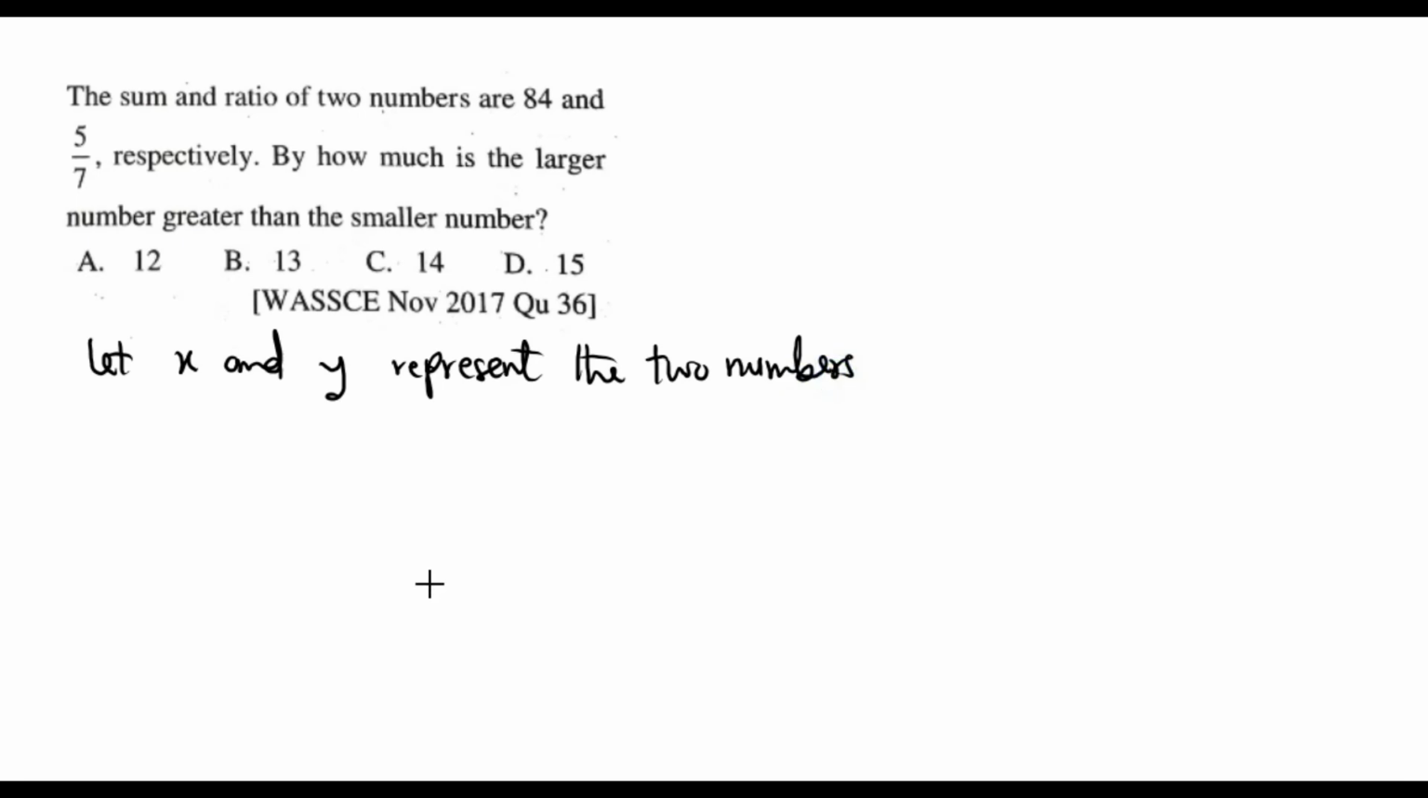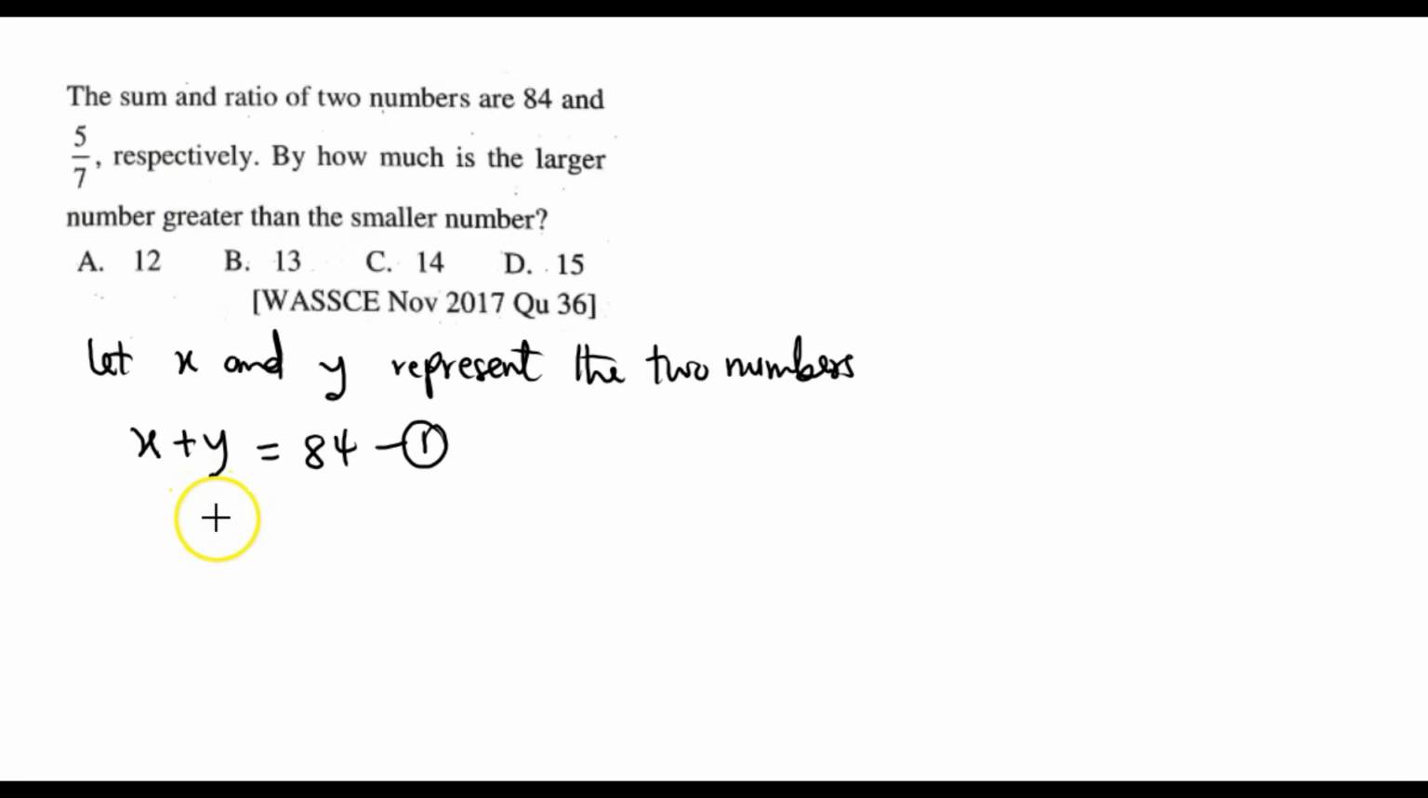The sum and ratio of two numbers are 84 and 5/7. Sum means adding the two numbers. So you don't know the two numbers, so we can say let x and y represent the two numbers. Writing our first equation, x plus y must be equal to 84. That's equation 1.